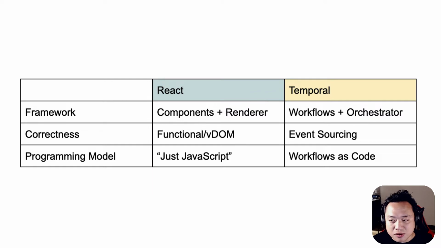Overall, the core opinions, though, I can personally reduce it and make some comparison to React in that we want you to use a framework to organize your code. So React asks you to organize your front end into components and then provides a renderer. In the same way, Temporal asks you to organize your systems into workflows and provides an orchestrator between them. It wants you to have correctness, so React uses a functional approach, and Temporal uses event sourcing to ensure correctness of your sequence of execution. And in the programming model, React emphasizes just JavaScript and not some templating language, and Temporal also has a similar philosophy. So I just want to make that comparison just because many of you are probably familiar with React.